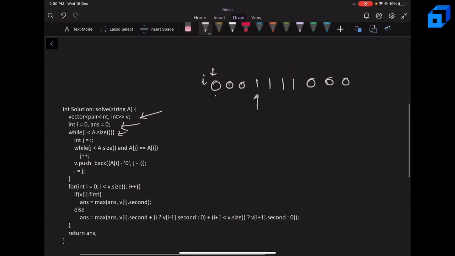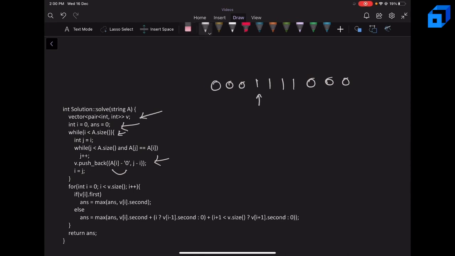So the difference between i and j will give us the running length. We push back a pair where the first element is a[i] minus '0'. That means it will be 0 if this character is 0 and 1 otherwise. And now the frequency will be j minus i. If we consider 0 indexing, there is 0, 1, 2, 3, so the frequency of zeros will be 3 minus 0. After doing that, since we have processed these first 3 characters, we will move i here. And then we will keep on doing that.